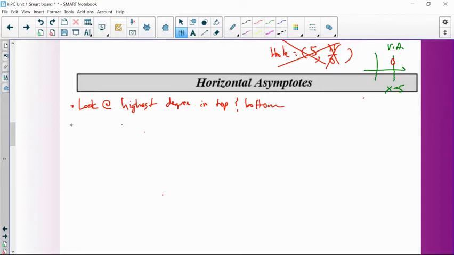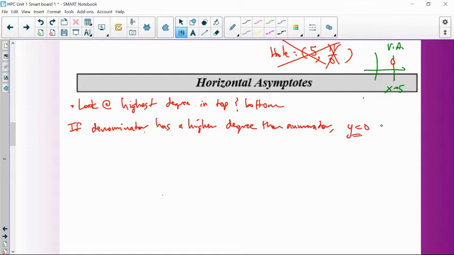So if the denominator has the bigger number, the denominator has a higher degree than the numerator, in other words, the denominator wins. If the denominator has a higher degree than the numerator, then y equals 0 is the horizontal asymptote. And I'll abbreviate it HA, okay? So if the denominator has a higher degree than the numerator, y equals 0 would be a horizontal asymptote.